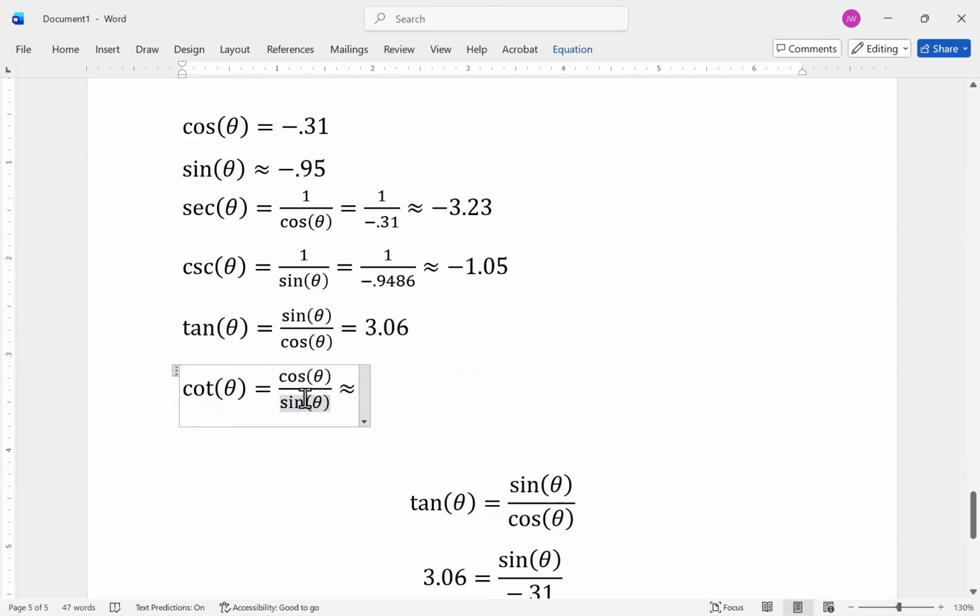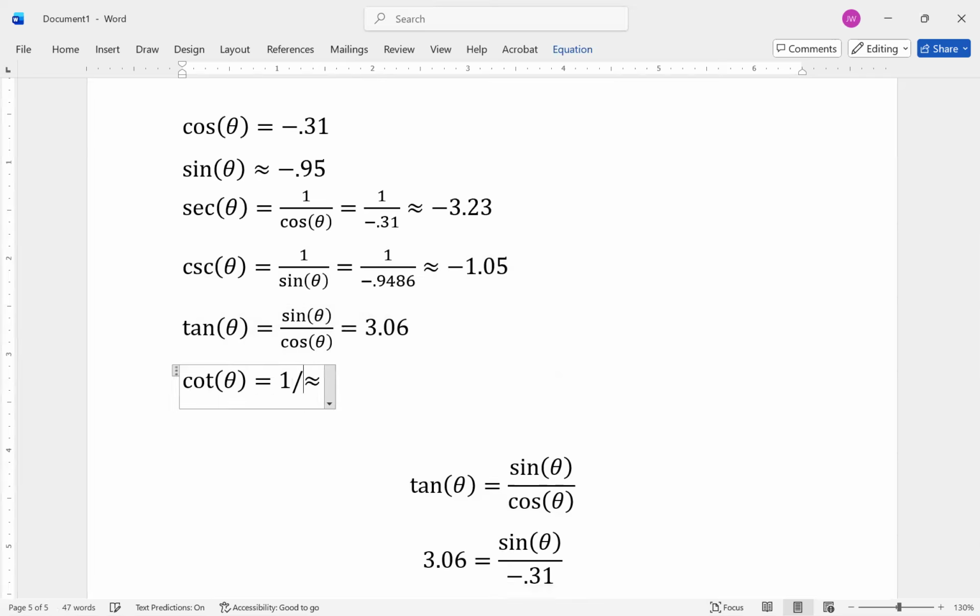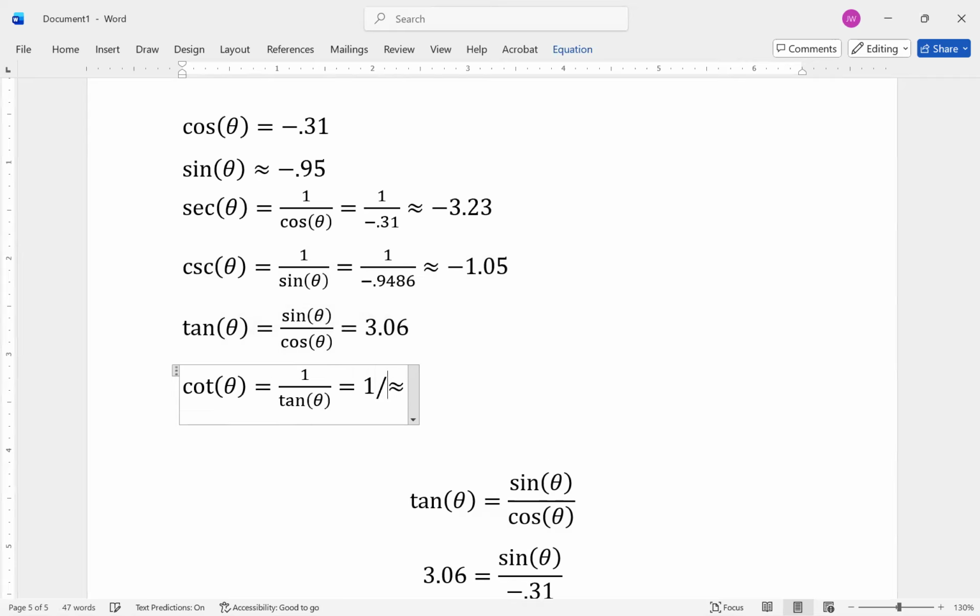Cotangent is cosine over sine. That sine being a rounded number, I think what I would do is rewrite the cotangent as 1 over tangent of theta. Think of it that way. And now that I know the value it was given is 3.06, that's 1 over 3.06, which is about 0.33. So there you go.